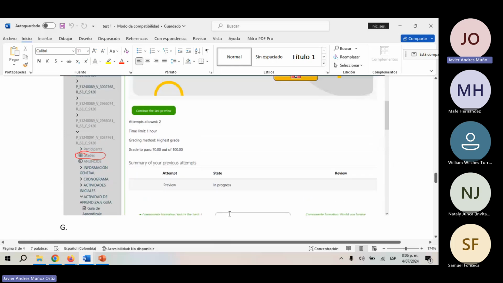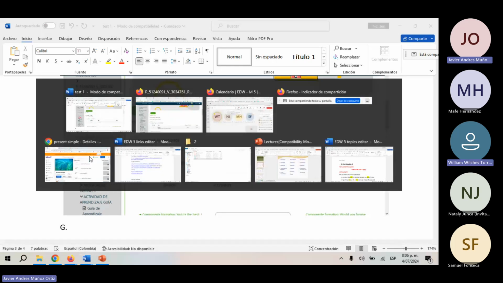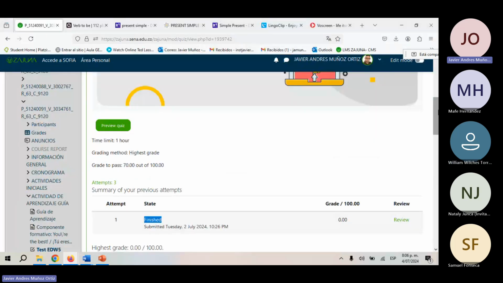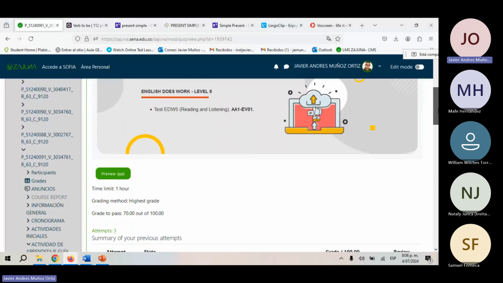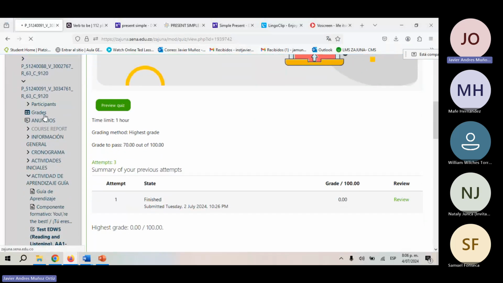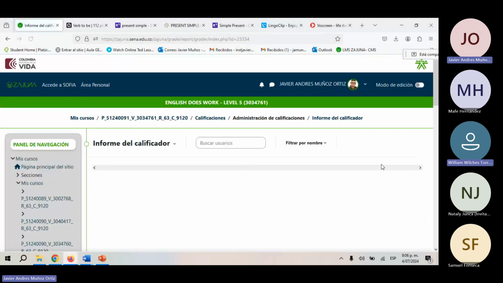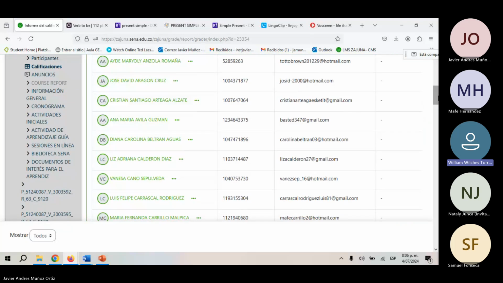And to check your progress, to check your grades, on the left of the platform, there is a link saying grades. It's not gradas, it's calificaciones. In this case, here, grades. And you will see in grades. Javier, una pregunta. Yep.